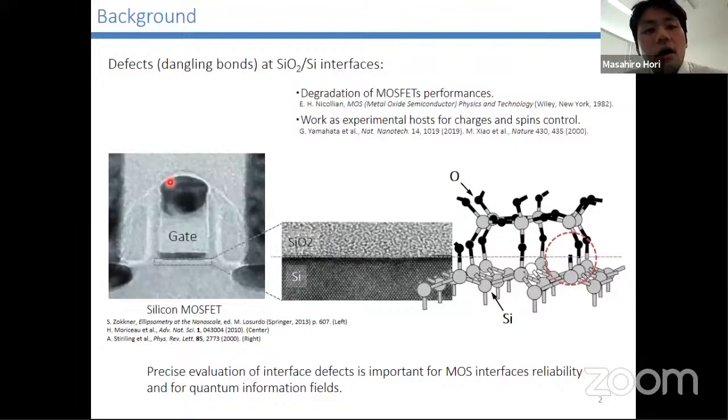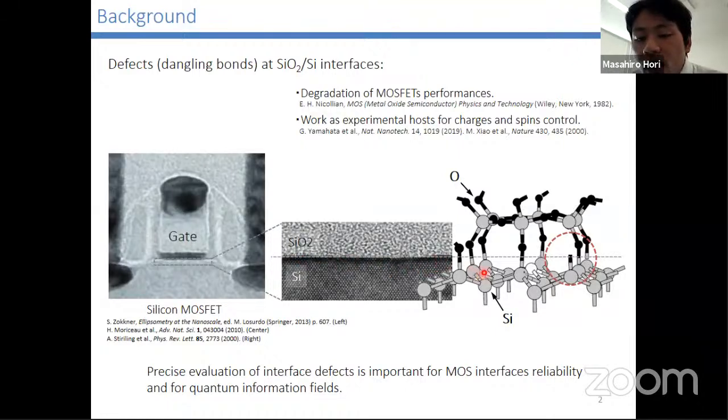First, I'm talking about defects or dangling bonds at the silicon-silicon dioxide interfaces. This figure shows the cross-sectional view of a silicon MOS transistor. As you may know, source drain current is controlled by the MOS gate. So the current flows at the silicon-silicon dioxide interface.